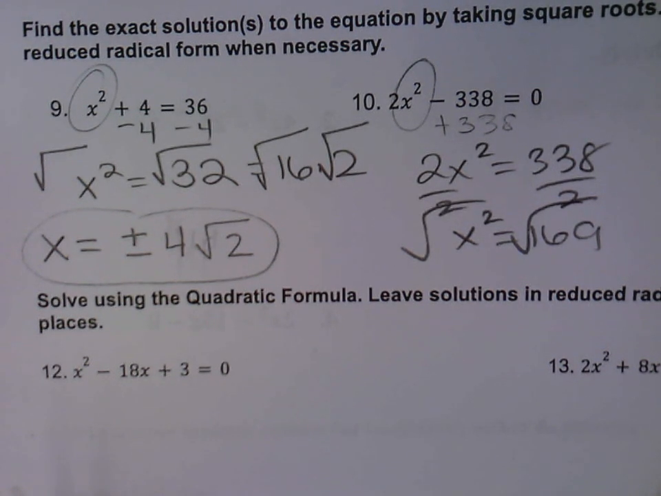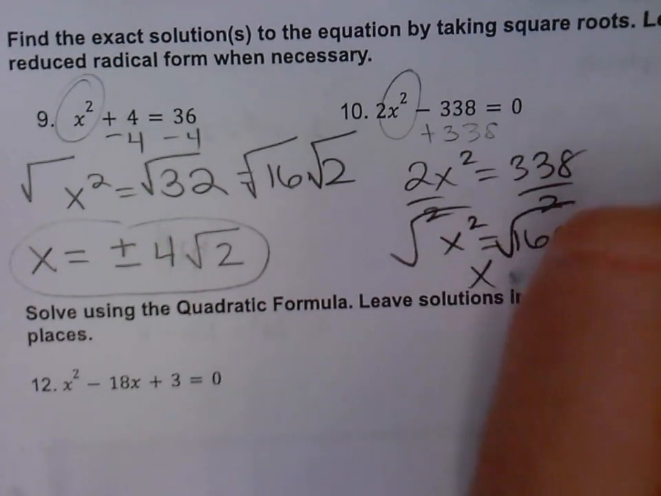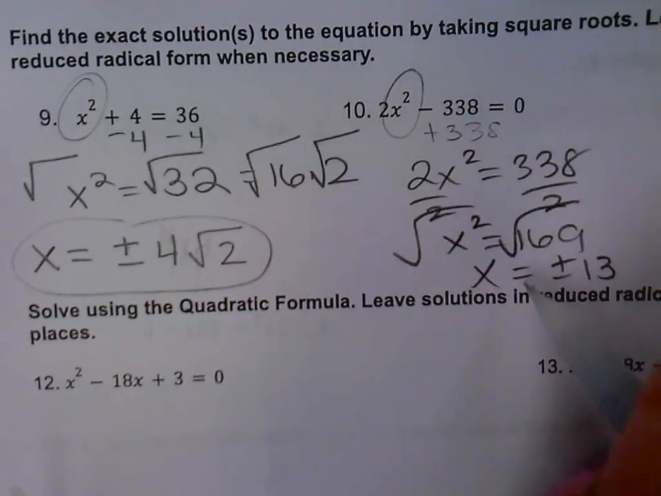Here's the mistake that I commonly see students write. X equals plus or minus the square root of 13. It's not the square root of 13. It's exactly 13 as an integer. So make sure if you took the square root, now the square root of 169 is just 13, no square root needed.